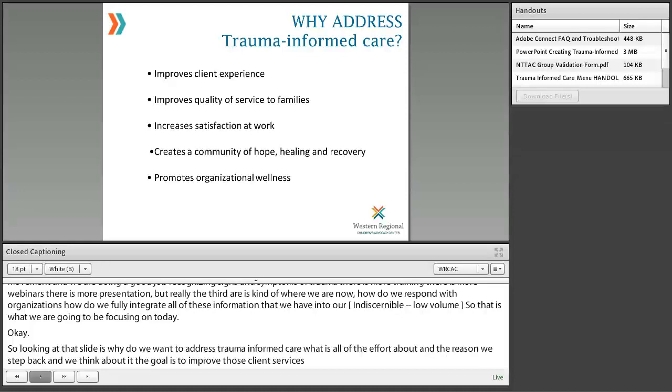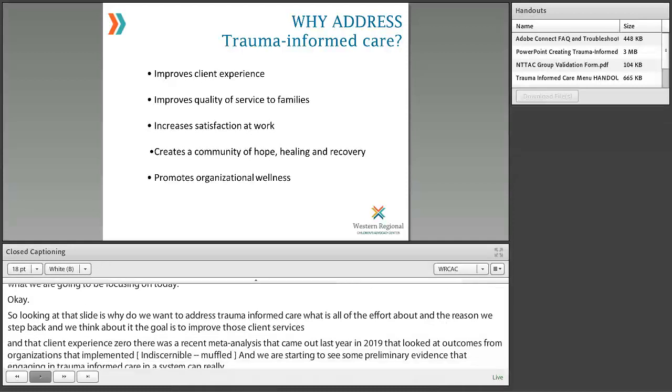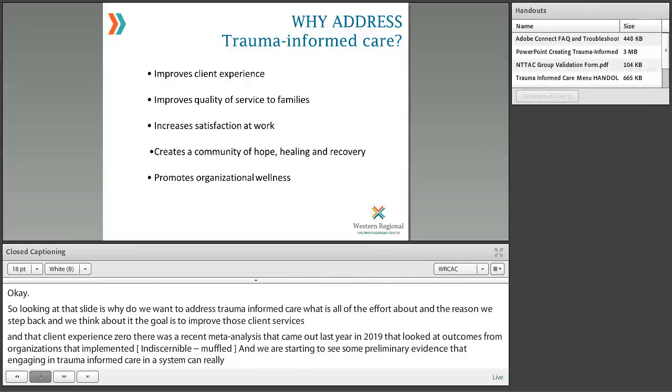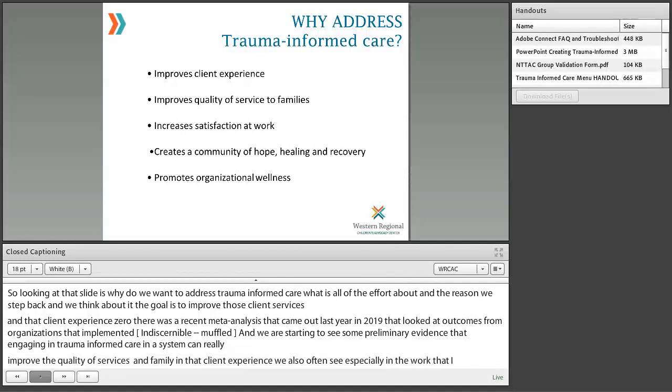We also often see, especially in the work that I do, I work with child welfare organizations to implement trauma-informed change, and also the world of licensing, that we see a big shift just in the organizational culture in general. So that increase in satisfaction, right? That organizational wellness, and really wanting to create a community of hope, healing, and recovery.